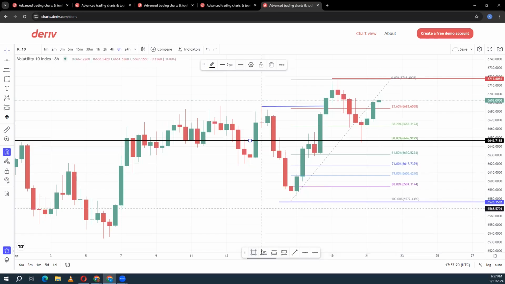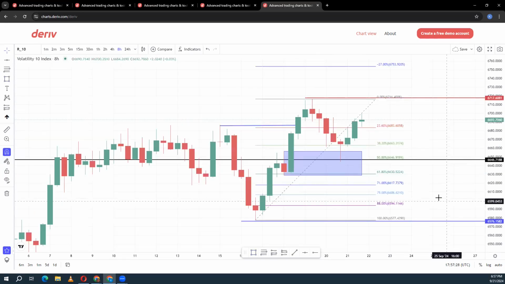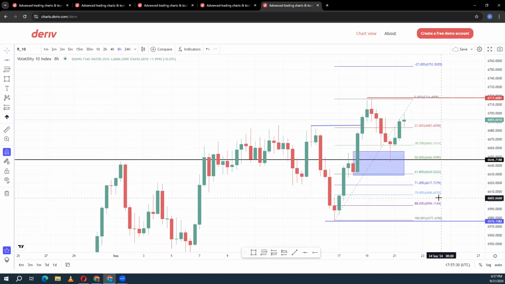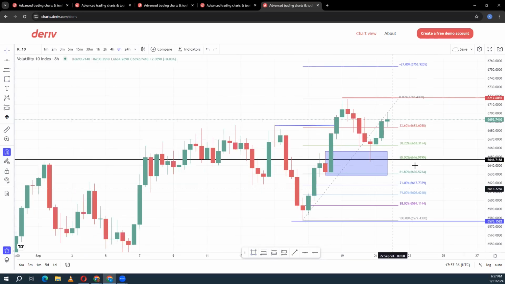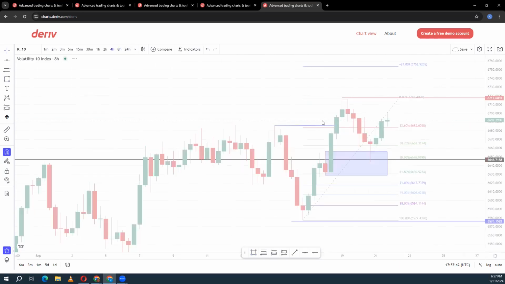Now, let me tell you how I got this trade. After the break of this high, we have this red candle here. That is our demand zone. If you have used simple smart money concept, you would have gotten into this trade too. But some people will be waiting for 61%, 71%. But 50% and below is your discount area. So let's go to the 4 hours.